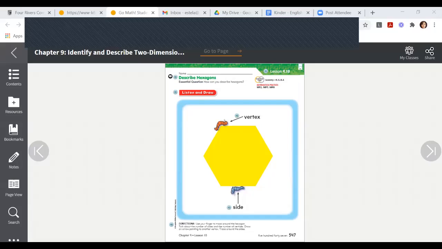Okay, page 5 or 7, we are going to describe the hexagons. Okay, what does a hexagon have to have? I'm gonna ask, let me see, I think I have Tomás. What does a hexagon have to have? Like how many sides?